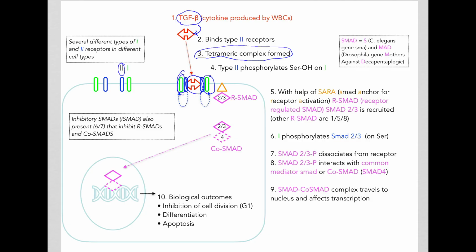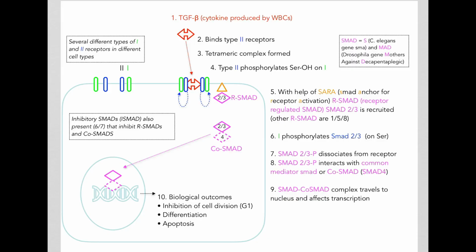Okay, so two type 2 and two type 1s in the complex with the signal. This binding now will activate the kinase activity of type 2. Type 2 not only has a binding site for the signal, it also has a kinase activity site. So this type 2 will now phosphorylate the serine hydroxyl groups on type 1. And you see that happening, type 2 phosphorylating the type 1 receptor.